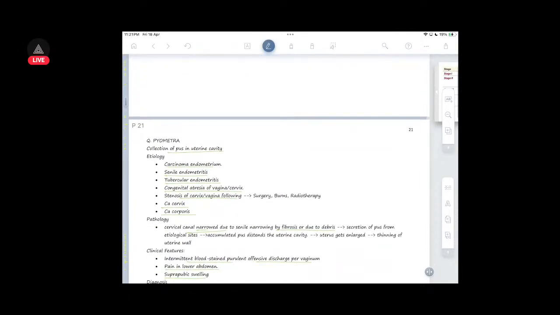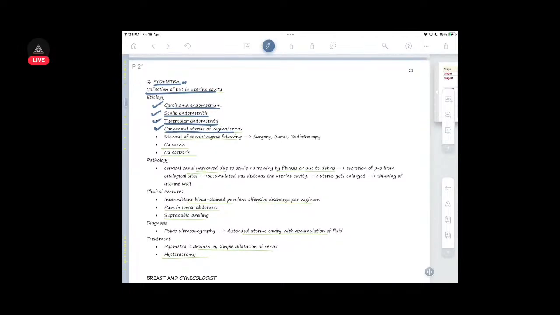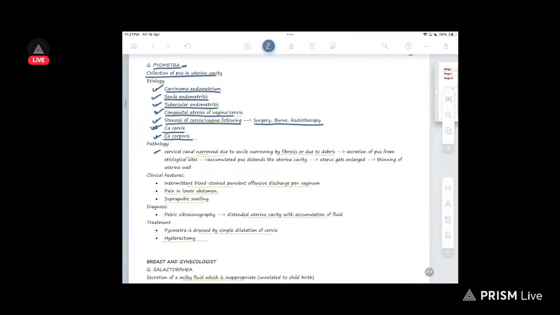Okay. Then pyometra, this is a collection of pus in the uterine cavity caused due to carcinoma endometrium, senile endometritis, tubercular endometritis, congenital atresia of vagina or cervix, stenosis of cervix or vagina following surgery, burns, and radiotherapy. Like after surgery, burns, and radiotherapy, you have stenosis, carcinoma of vagina, carcinoma of the cervix, and carcinoma of the corpus. Now, pathologically, the cervical canal is narrowed due to senile narrowing by fibrosis or due to debris.